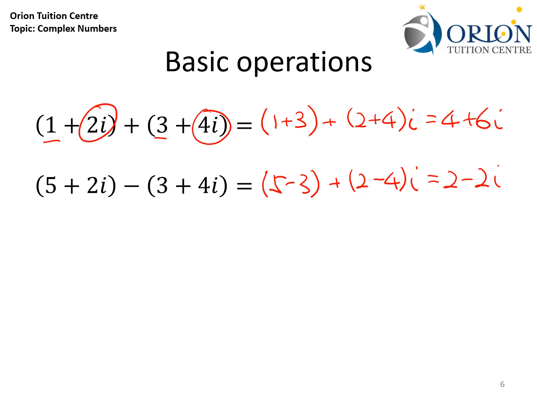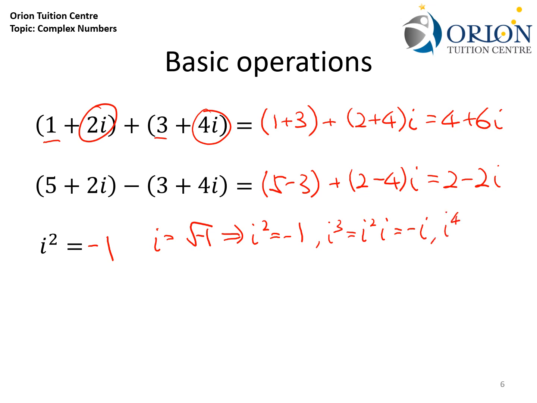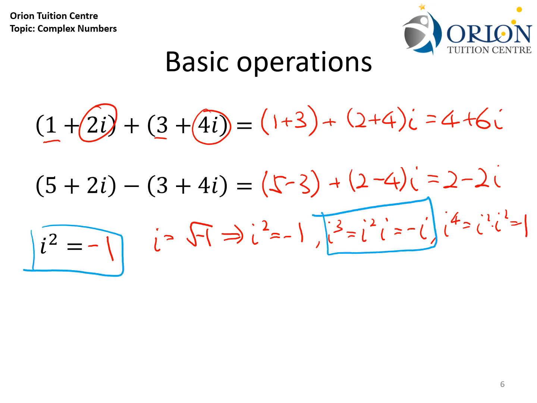For multiplication, we first consider i squared. We know that since i is equal to square root of minus 1, i squared must therefore give us minus 1. Also, i cubed is the same as i squared times i, which is therefore the same as minus i, and i to the power 4 will be the same as i squared times i squared, which gives us 1. So these are some useful identities that we can remember.